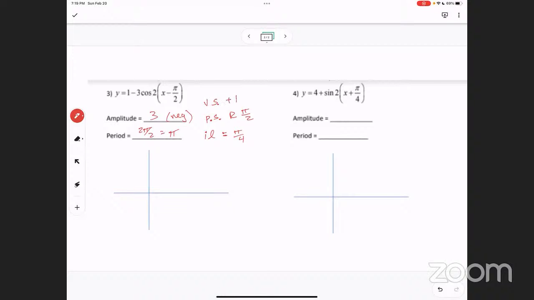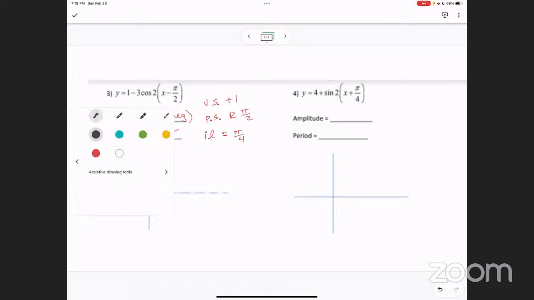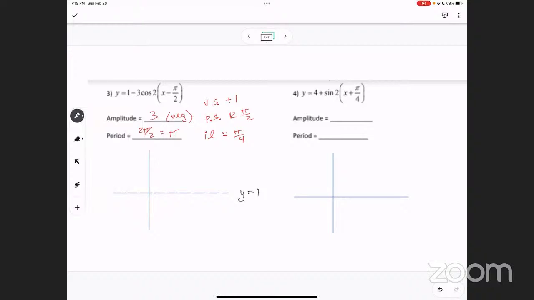Okay, so this line is going to be 1. I'm shifting it up 1. So this is y equals 1. It goes up 3 from here. So 1, 2, 3, that would be 4. Down 3 would be 1, 2, 3, that'd be -2, right? Here's my x-axis. Here's my y-axis.